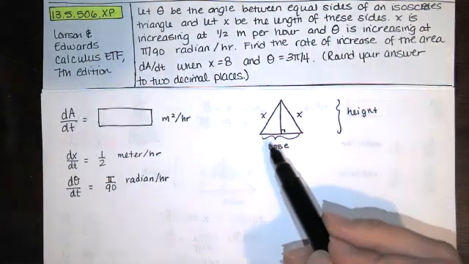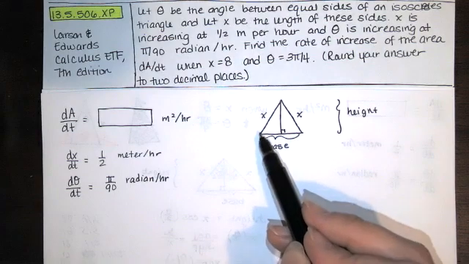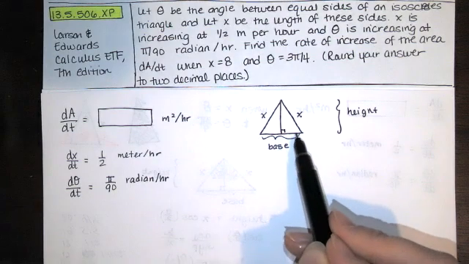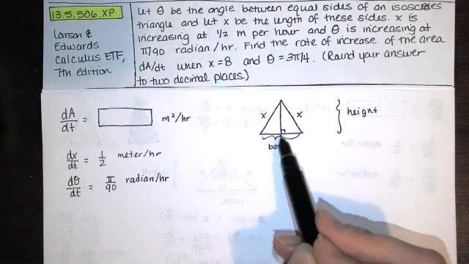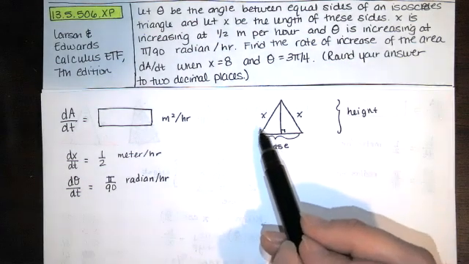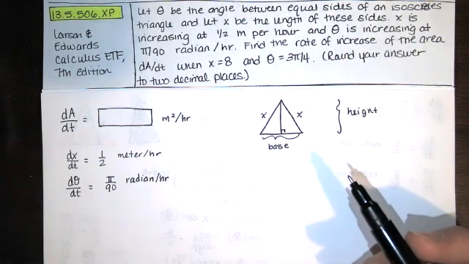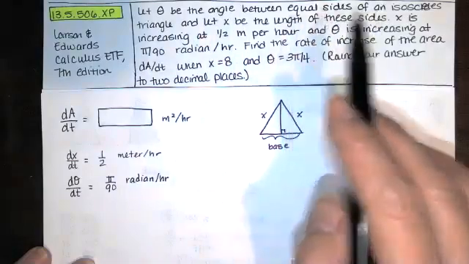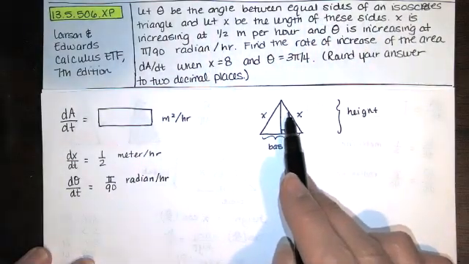The length of this piece is the length of half of the base, and the length of this piece is the length of half of the base as well. That's going to hold because of the symmetry of the isosceles triangle, because this angle is equal to this angle. Now we're told to let theta be the angle between the equal sides of an isosceles triangle. So that's this larger angle.